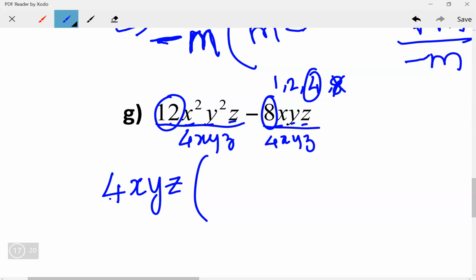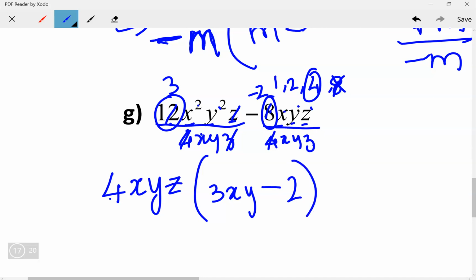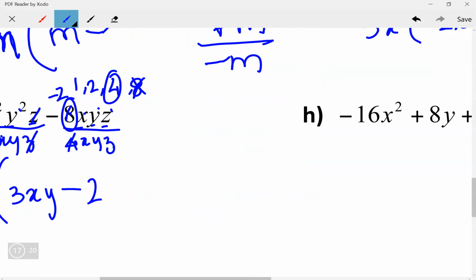So 12 divided by 4 is 3. 2 minus 1 is 1. 2 minus 1 is 1. 1 minus 1 is 0, so I can ignore that. 8 gives me a negative 2. 1 minus 1, 1 minus 1, 1 minus 1. All x, y, z have a power of 0, which is equal to 1, so I don't have to write it. So this is my factored form.